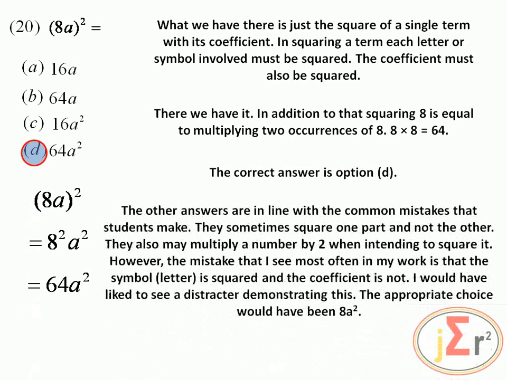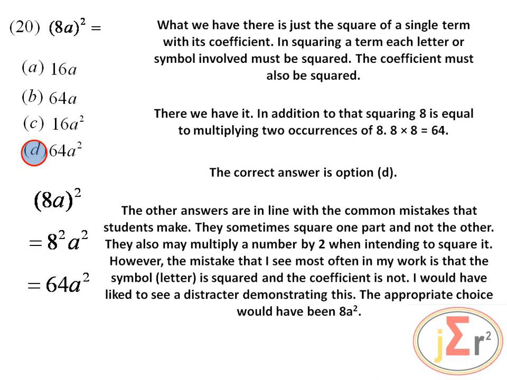The other answers are in line with the common mistakes that students make. They sometimes square one part and not the other. They also may multiply a number by 2 when intending to square it. However, the mistake that I see most often in my work is that the symbol or letter in this particular case is squared and the coefficient is not. I would have liked to see a distractor demonstrating this. The appropriate choice would have been 8a squared.